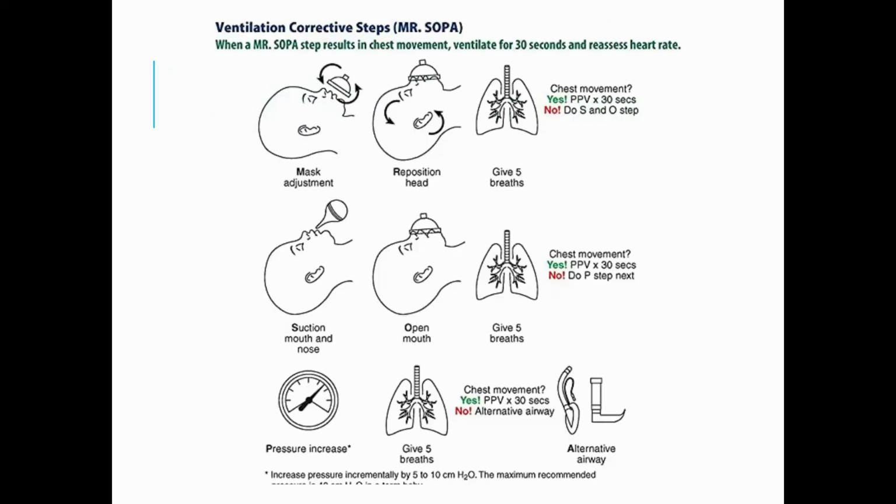So once you do those two steps, again, you give PPV for 30 seconds. Look for chest movement, chest rise. If there's appropriate chest movement, chest rise, you can stop here and continue just giving PPV. If you don't see appropriate chest rise, then you move on to the next, which is P for pressure. So you can increase the pressure on your PPV. And then again, give 5 breaths, look for chest rise. If the baby's still not improving, then you have to think about the alternate airway and intubation.